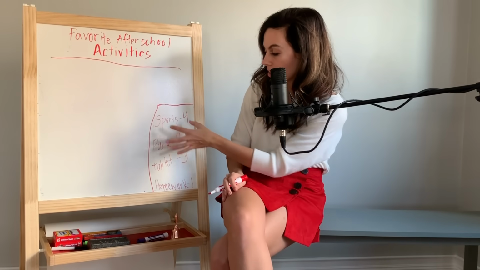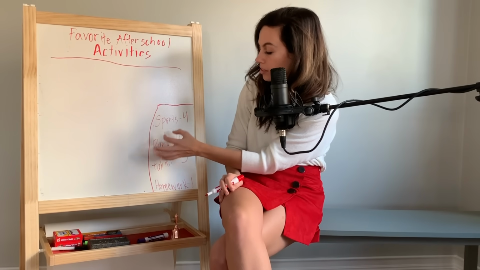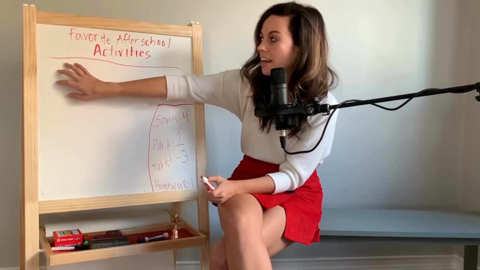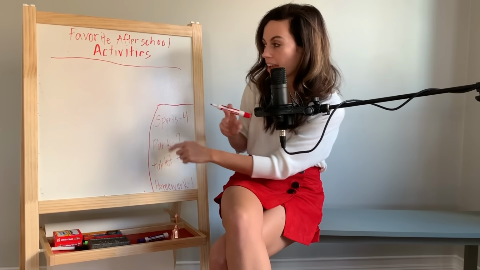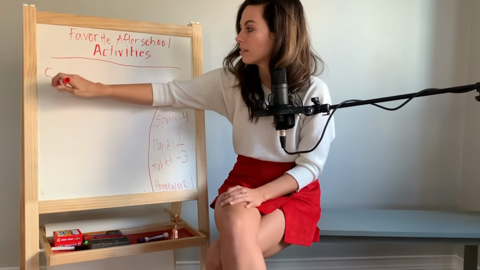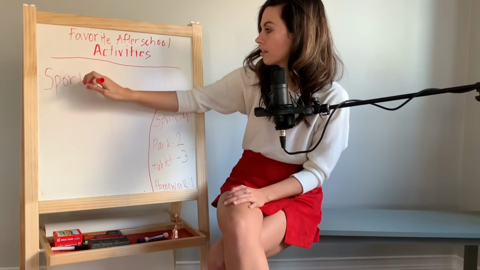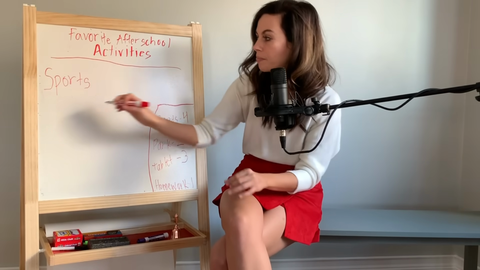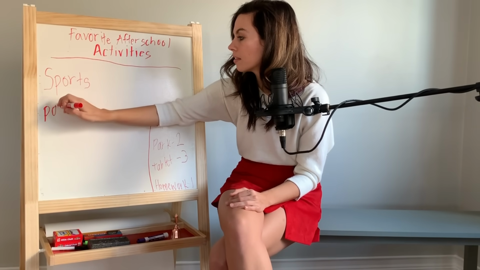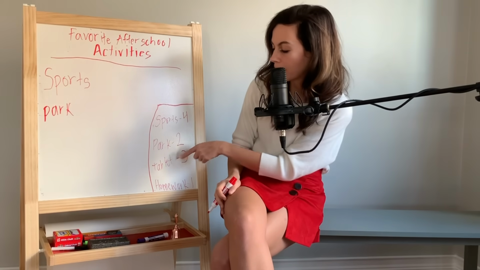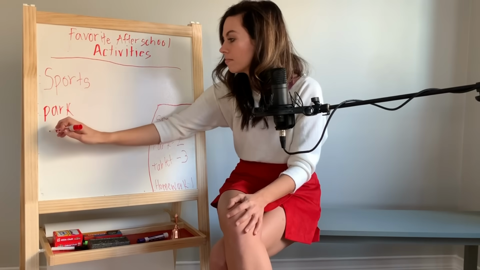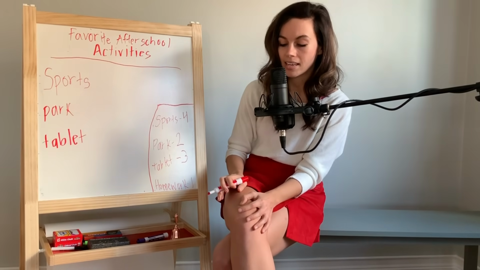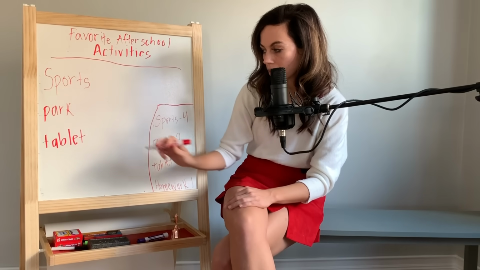And what we're going to do now is we're going to take these 4 categories: sports, park, tablet, and homework, and we're going to put those into different categories on our pictograph. So my first category is going to be sports. My second category is going to be the park. My next category is going to be tablets. And my last category is going to be homework.